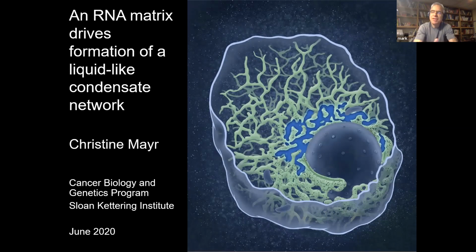And just a historical note for Dewpoint. That paper, when it came out, really was such an eye-opener about how the role of condensates was even more extensive than had been previously recognized. And it was something that we discussed quite a bit back in the early days of the company. And we've obviously followed your work with great interest, and it's just great to have you give a talk. I think your title is RNA matrix drives formation of a liquid-like condensate network. And we're really all looking forward to it. So thank you.